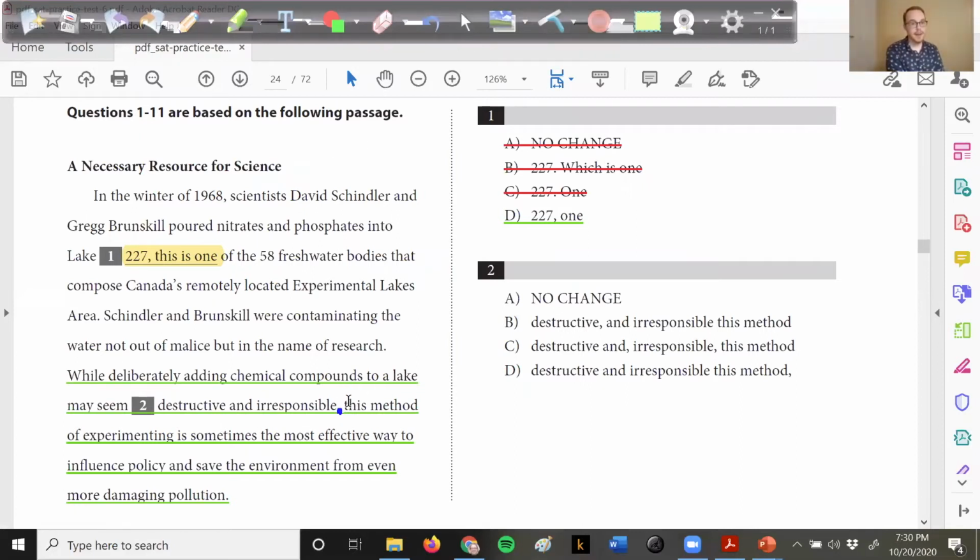So let's look again at this. We have a dependent clause on one side and an independent on the other. I don't really see any reason to change this. So right away, we know the answer is A, no change.